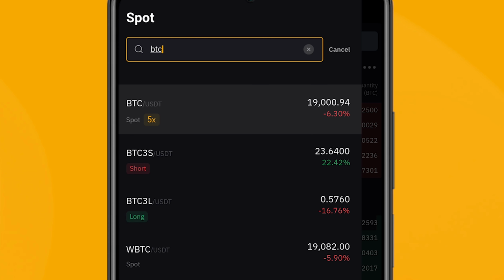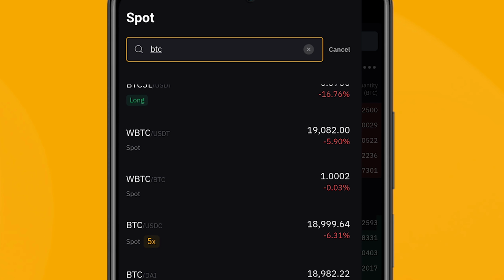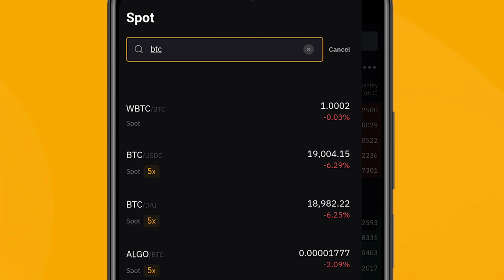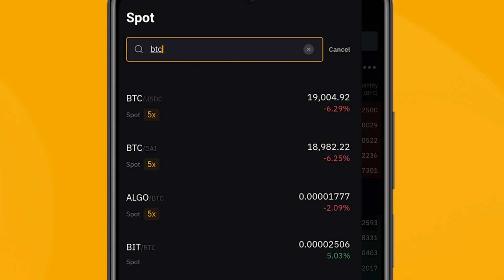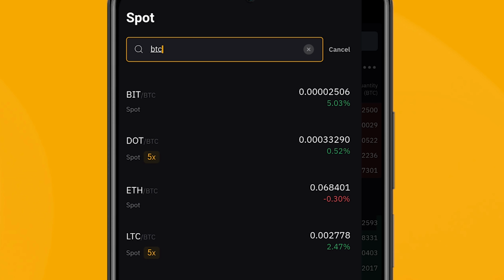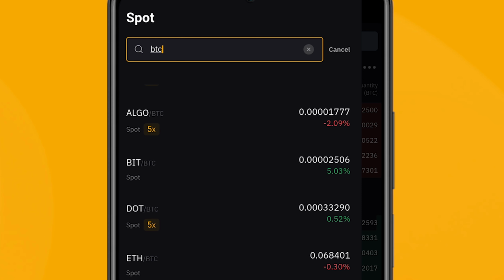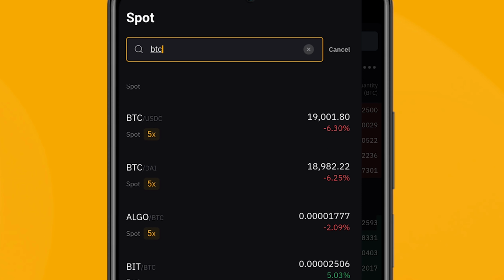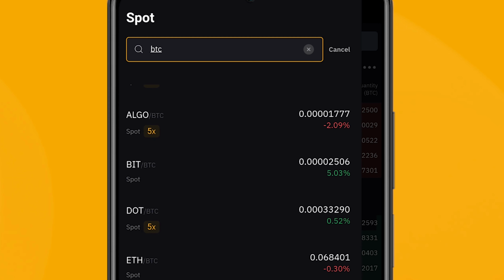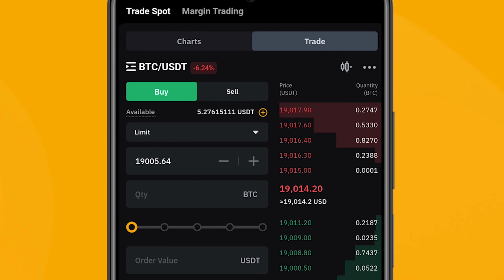BTC. As you can see, BTC is actually paired with many crypto assets. We have BTC against USDT, BTC against USDC, BTC against DAI, ALGO against BTC, BIT against BTC, DOT against BTC. So this means you can actually use BIT or Polkadot to buy BTC on Bybit. You can actually use ALGO, you can actually use DAI, you can actually use LTC, you can actually use MANA to buy BTC on Bybit.